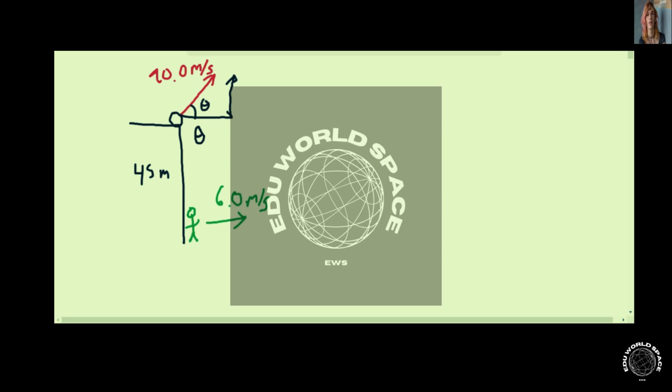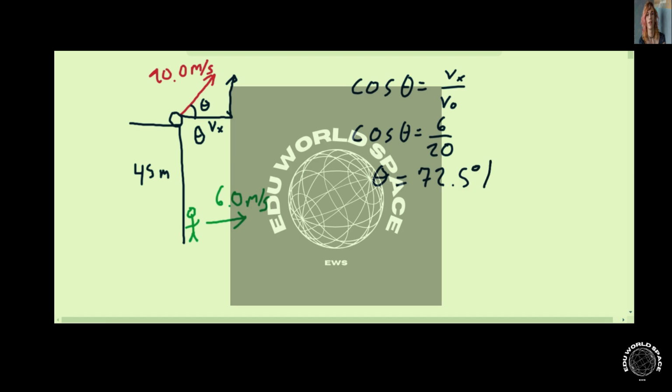So what we need to do is equate this horizontal component, which we're going to call Vx, to the velocity of the runner. If we use our trig formula, cosine theta is equal to the adjacent, Vx, over the hypotenuse, which is the initial velocity, we can substitute 6 in for Vx. So we have cosine theta is equal to 6 over the initial velocity, 20. And after doing the inverse cosine, we find that theta is equal to 72.5 degrees.